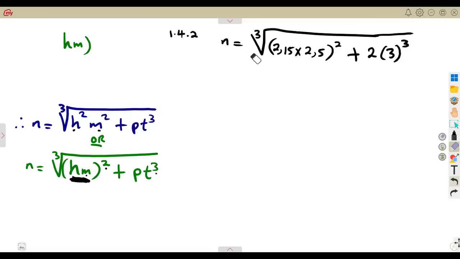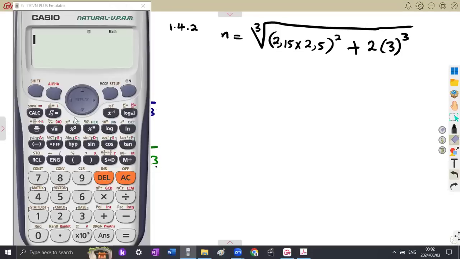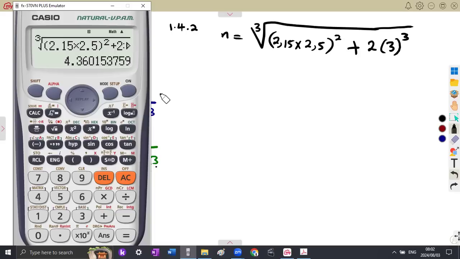So let us see what we were going to have at the end. So that's the cube root of, all right, so this is the cube root, which is here. So that's shift on the square root. There's a cube root there. So just open a bracket, 2,15 times 2,5 raised to the power of 2 plus 2 times 3 to the exponent of 3, like that. So that was going to be 4,36 and so forth. And we can even round this to 3 decimal places. Remember, guys, that's the use of our calculators there.